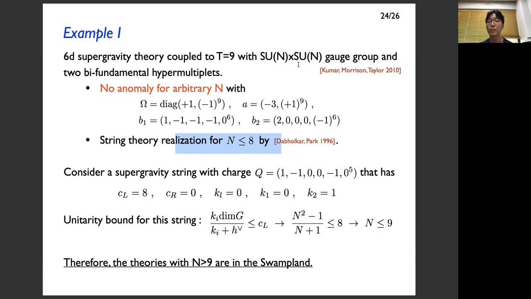So this is one open question. But the other theories are all killed. So the string Lamport's principle seems to be, again, working except one example, one exception, SU9 times SU9 in this family. So what about the second example?